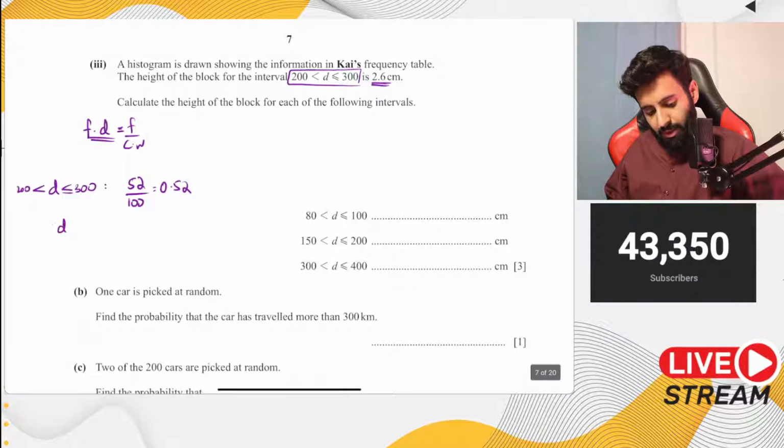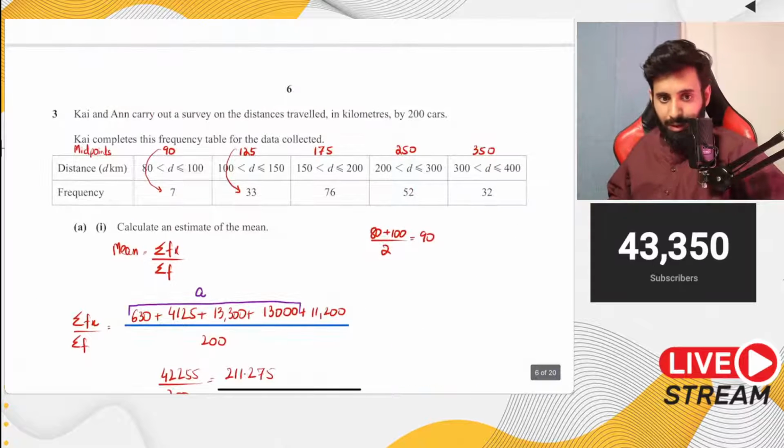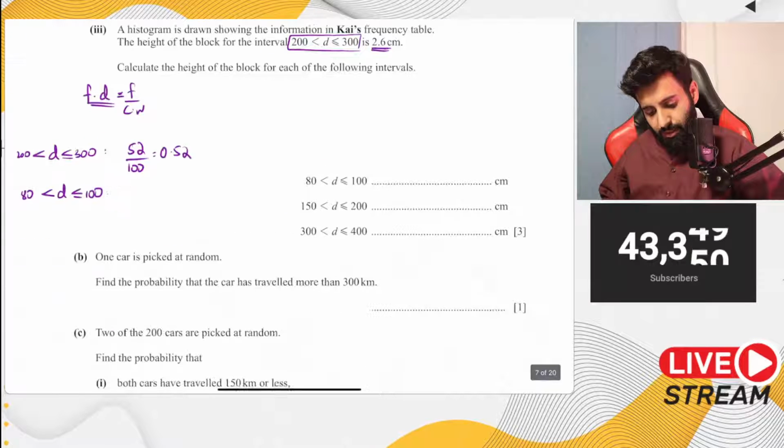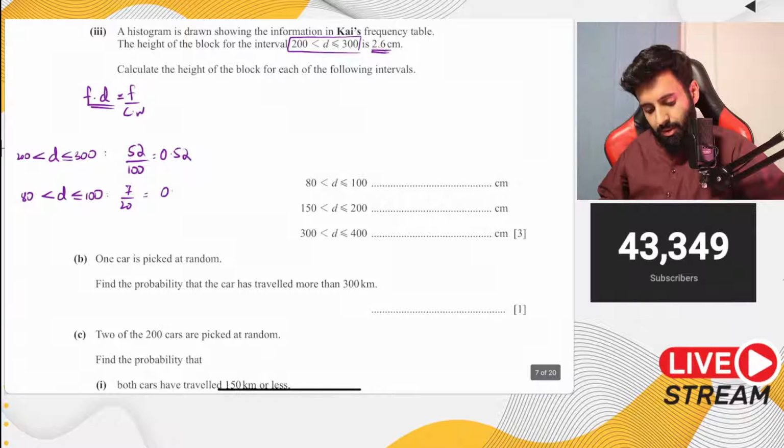From 80 to 100, let's have a look. From 80 to 100, the frequency density is going to be 7 upon 20. Okay, let's work out the frequency density, and that's equal to 0.35.